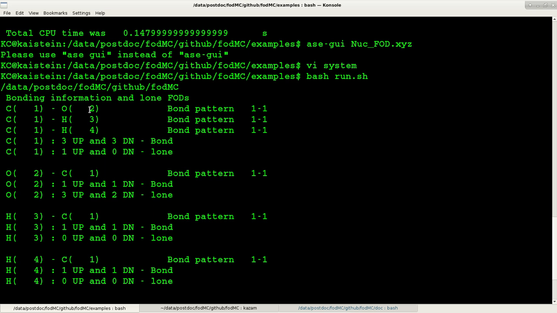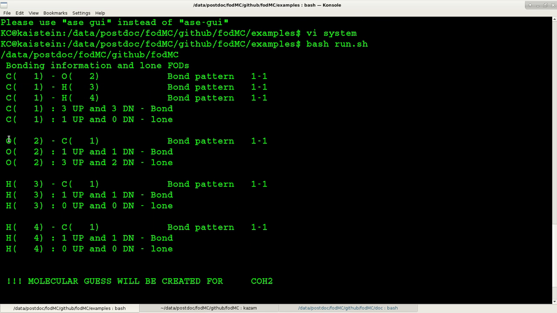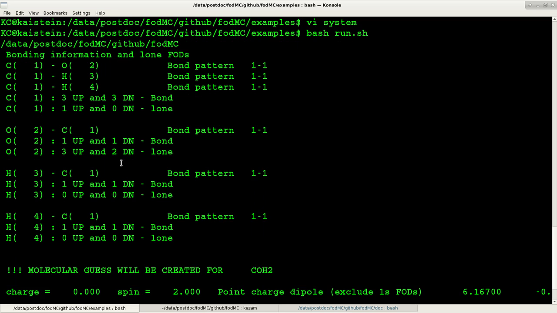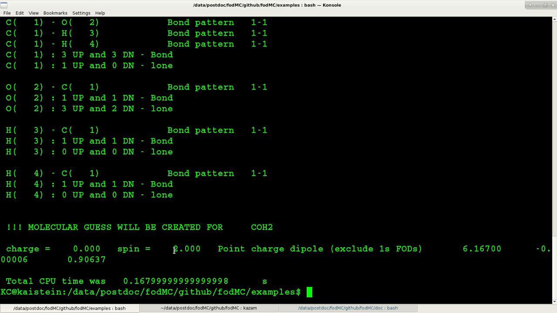First of all, the bond pattern between carbon and oxygen is 1-1, which is not what we wanted. Furthermore, we have a single unpaired up FOD in the lone region of the carbon atom. So this carbon atom is spin polarized. Similarly, for the oxygen, we have a bond pattern of 1-1 and more up than down FODs in the lone region. So our oxygen atom is spin polarized, which leads inevitably to a total spin of our system of 2, which is simply wrong.